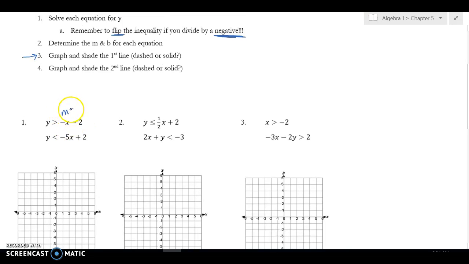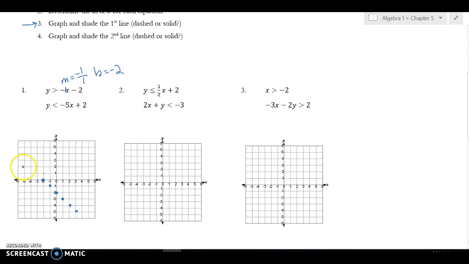Okay, so let's look at number 1. For number 1, my first m is right here in front of x, so it's negative 1 over 1, and my b is negative 2. So I'm going to go down 2 and then down 1 over 1. Okay, and now I'm going to draw my dotted line, best I can, a little crooked. And it says greater than, so greater than for this one happens to be up here, because I'm going to shade above the y-intercept.